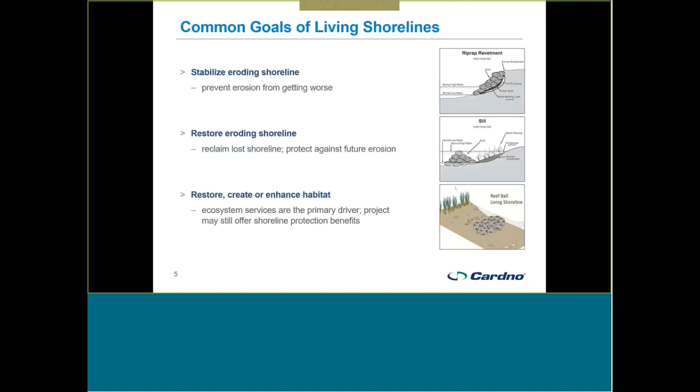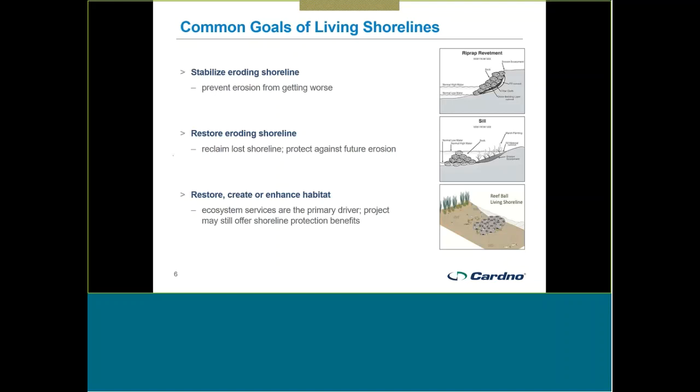So I won't spend a ton of time on this because other speakers have talked about it, but there are three broad categories of goals for living shorelines. Most commonly, it's to stabilize an eroding shoreline, and I think of that as: I just don't want it to get any worse. I know there's a problem. The second is to restore the eroding shoreline. That's stopping the erosion, but then actually taking it back to some prior historic condition and reclaiming lost shoreline.